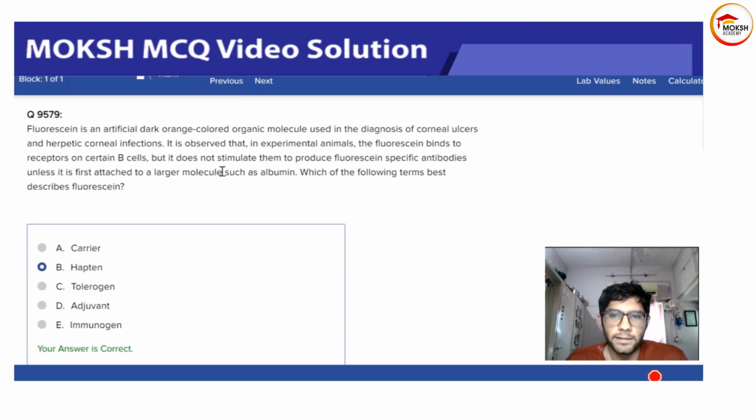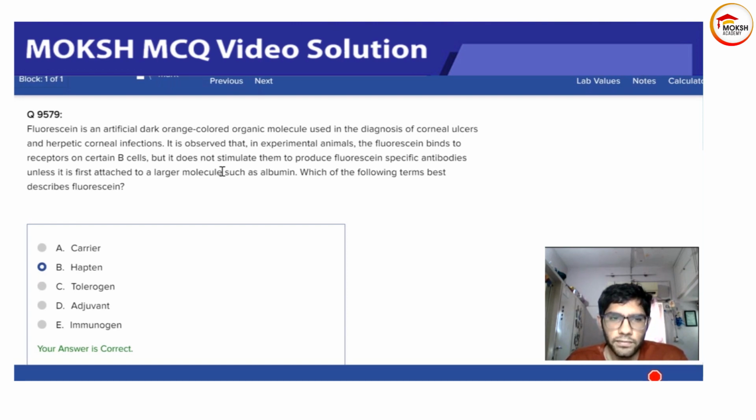Other than that, let's see by elimination method. Carrier. Now a carrier is a protein which helps to transfer molecules through the cell membrane or something like that. So it is not a carrier for sure. Hapten, okay, we don't know. Tolerogen, also, we don't know.